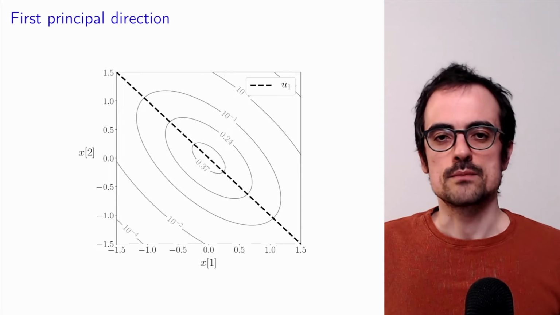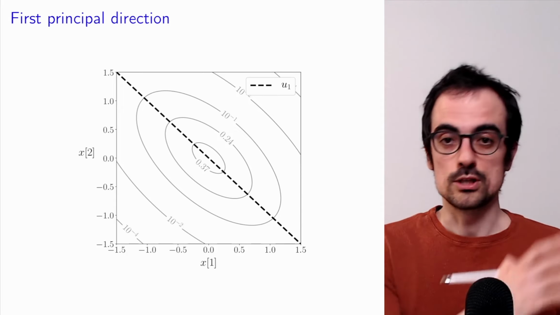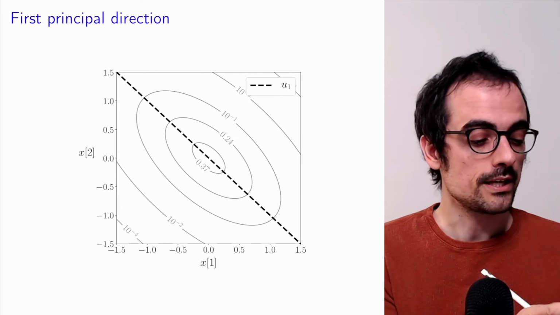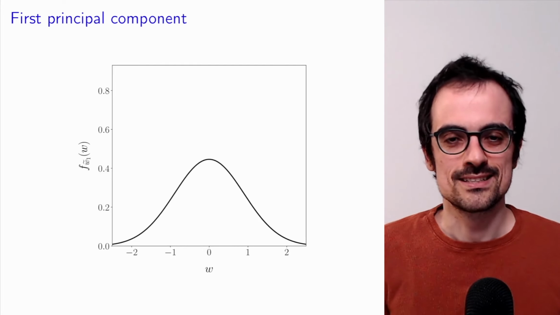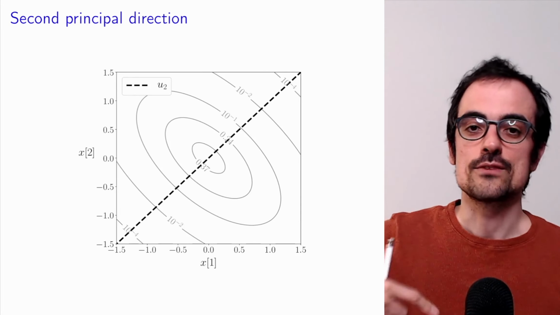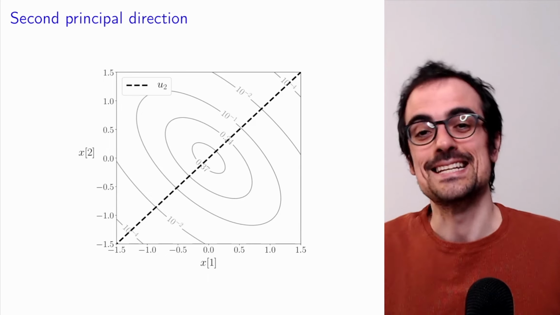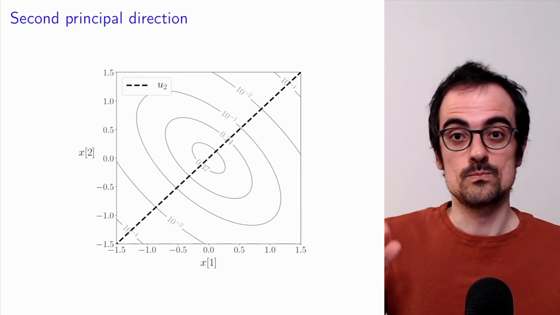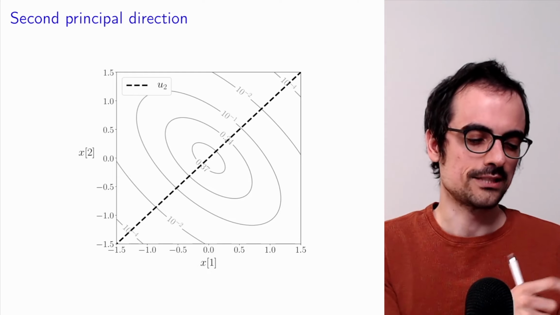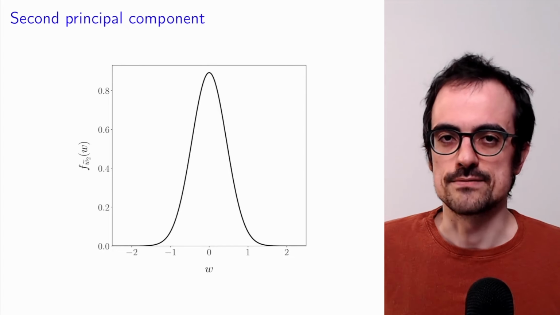Let's take a look at the first principal component in our example. This is basically the component of the data in that direction that we're seeing here. As we can see, it's very spread out. It has the highest variance. In the second principal direction, hopefully we'll see that things are more squashed, and indeed, we see that that direction has very little variance.